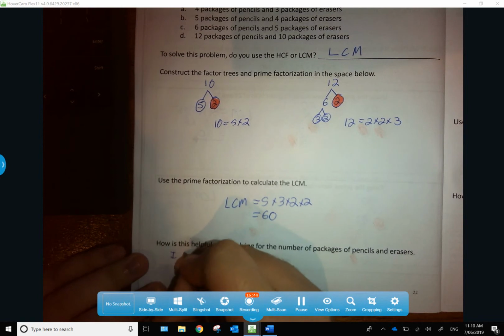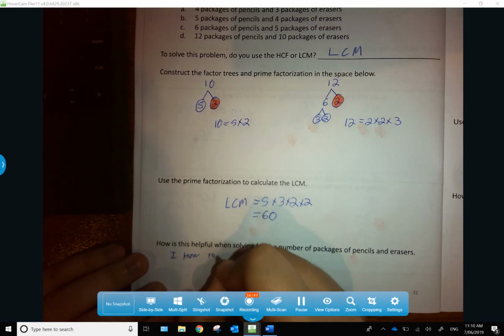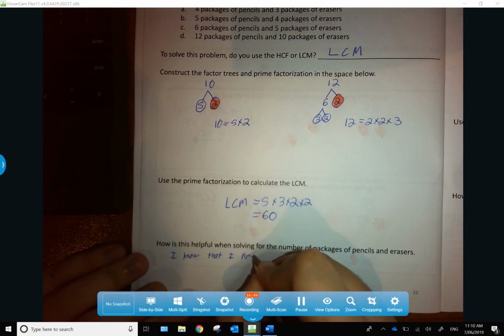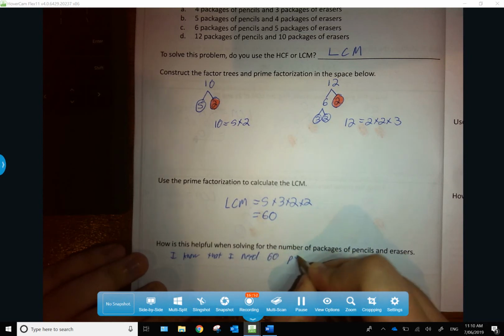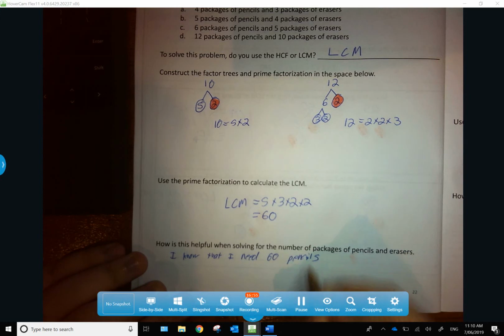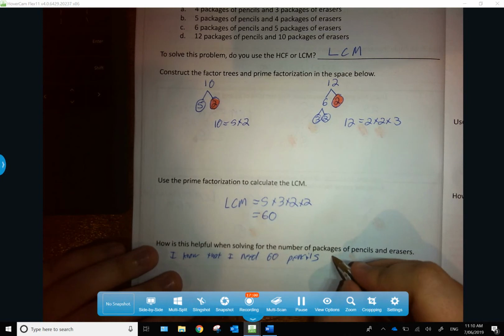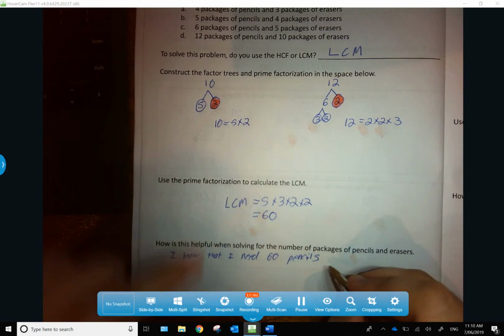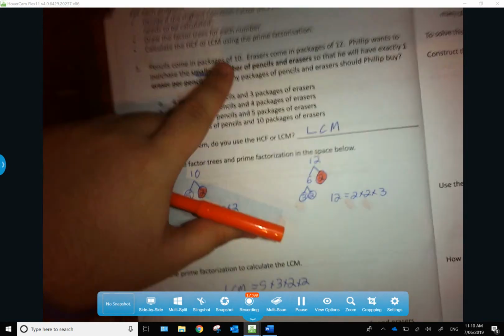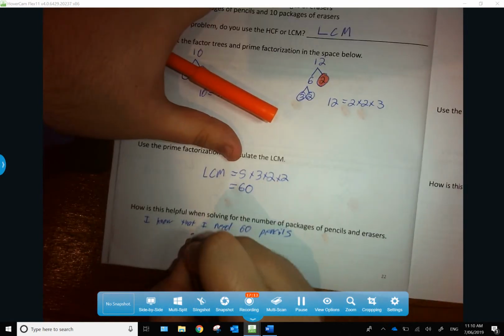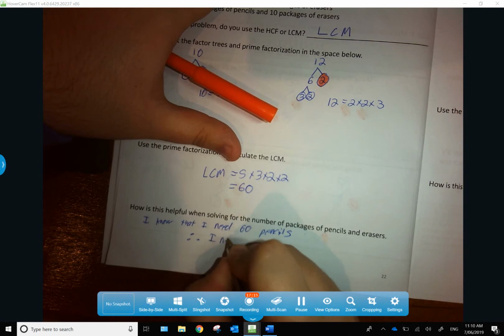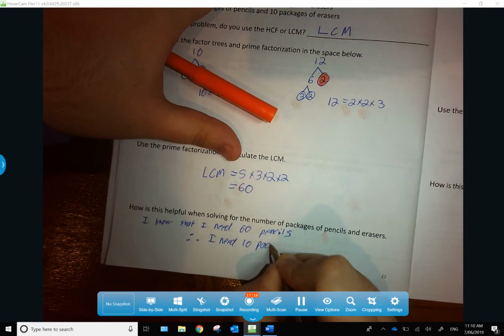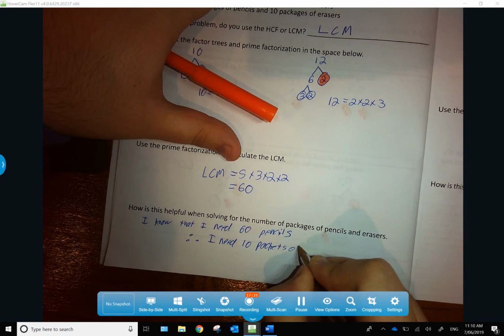Well, I know that I need 60 pencils. Okay. So I know I need to find 60 pencils. So how many packets of pencils do I need? Well, pencils come in packages of 10. So I know I'm going to need how many packages? Oh, well, therefore, three dots for therefore. Therefore, I need 6 packets of pencils.